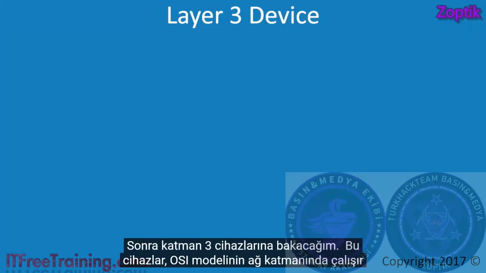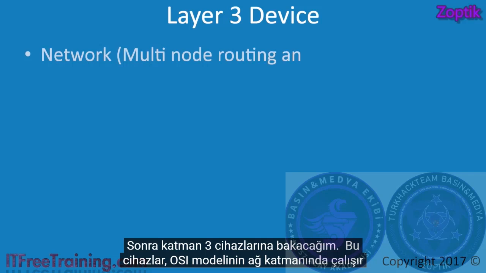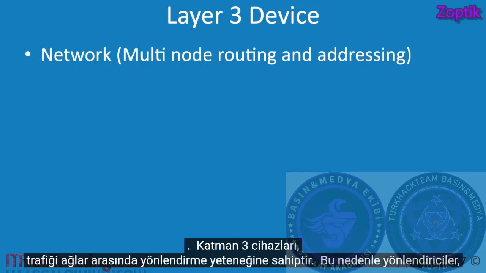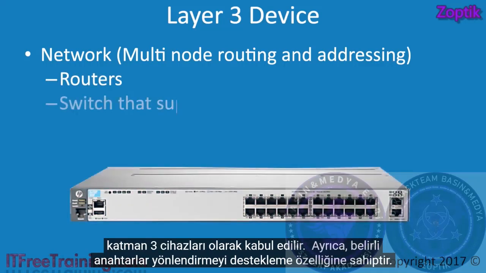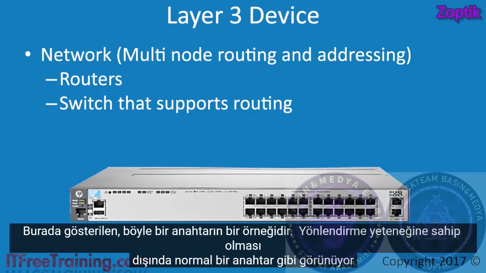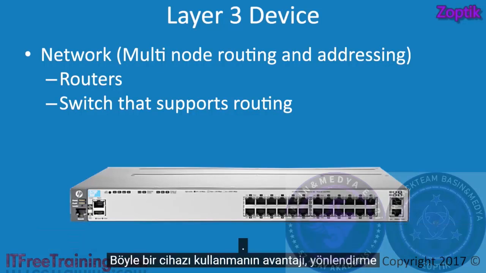Next, I will look at Layer 3 devices. These devices work on the network layer of the OSI model. Layer 3 devices have the ability to route traffic between networks, so routers are considered Layer 3 devices. Also, certain switches have the ability to support routing. Shown here is an example of such a switch. It looks just like a regular switch, except it has routing ability. The advantage of using such a device is that since the routing is performed in hardware, it is quite fast.